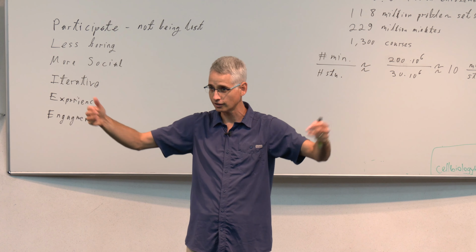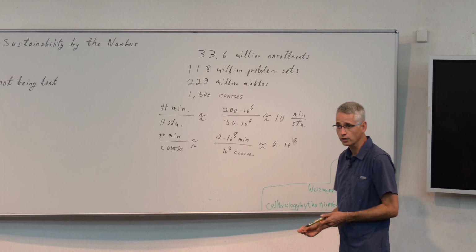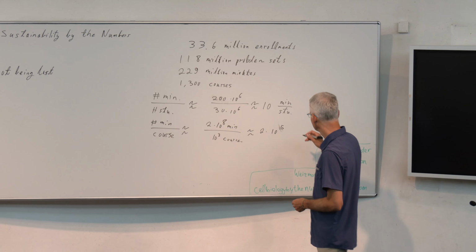Let's take the number of minutes per course. So what do we have here? It's the same thing. 2 times 10 to the 8 minutes, divided by about 10 to the 3 courses. So that's about 2 times 10 to the 5. So far, so good? Okay, that's also a pretty impressive number, right? It's like 200,000 minutes per course.